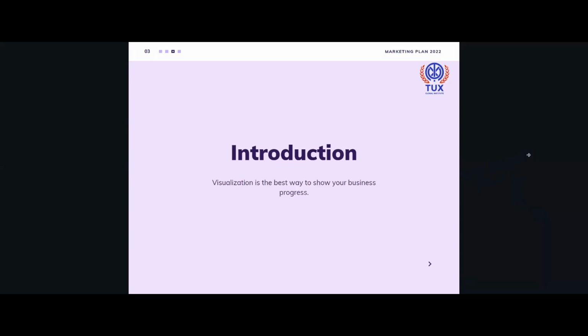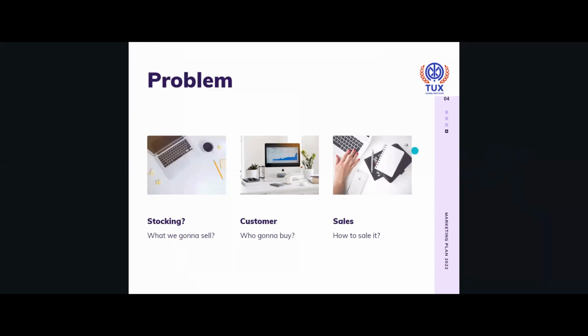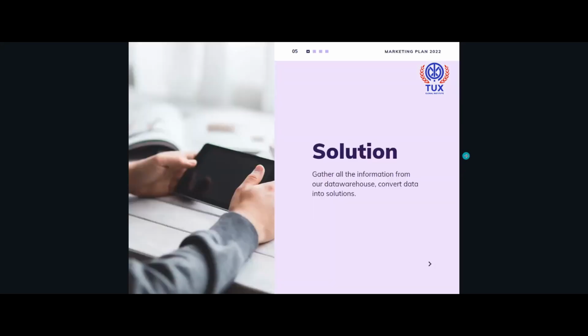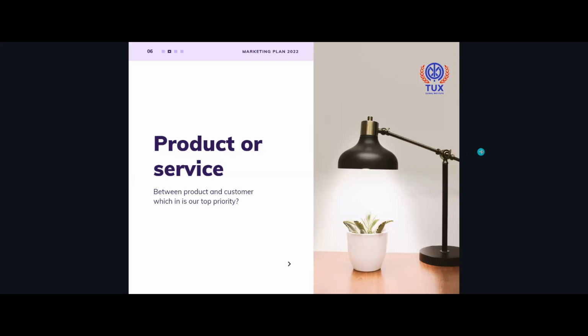Introduction. Visualization is the best way to show your business progress. I also defined three problems: stocking, what we are going to sell; customers, who is going to buy; and sales, how to sell. The solution is to gather all the information from our data warehouse that is already made, and convert the data into a solution.